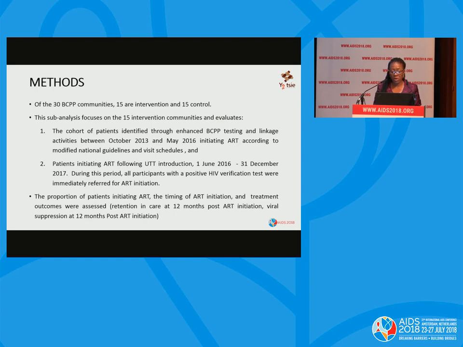During this period, all participants with positive HIV verification tests were immediately referred for ART initiation. The proportion of patients initiating ART, the timing of ART initiation, and the treatment outcome were assessed.